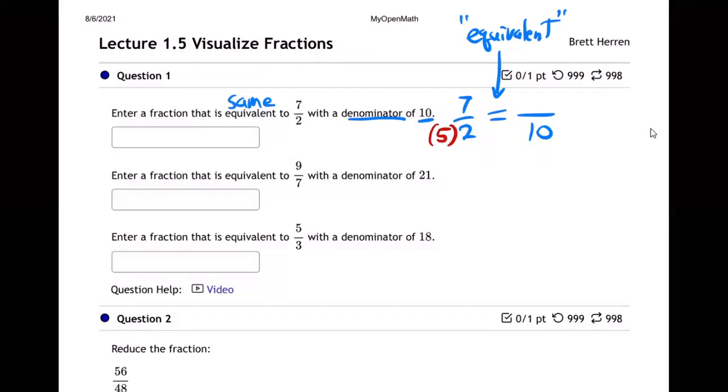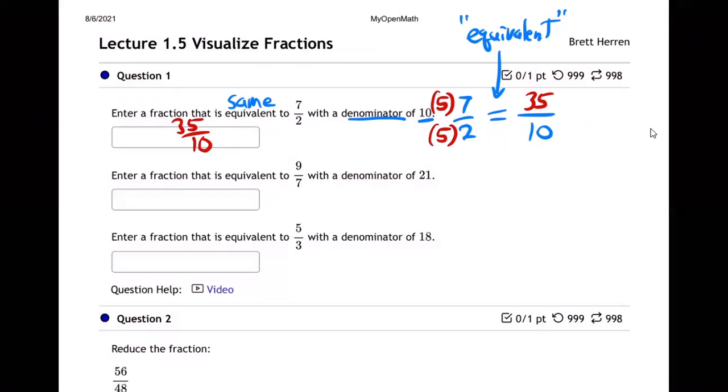And do I just do the bottom and then just keep the top the same? No, you do it to both sides. That's right, exactly. You do it to the top and the bottom. Like that, and it becomes 35/10, and that's the answer to the first part, 35/10. Meaning 35/10 is the same exact thing as 7/2.